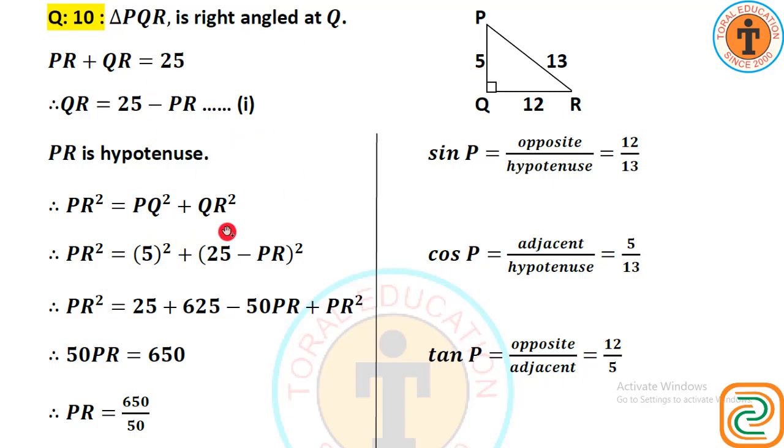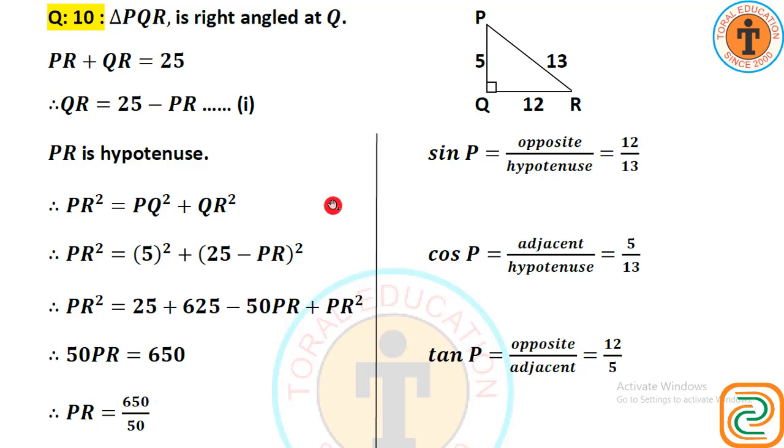This is a tricky question and you should do it again and again in your notebook. Sin P equals opposite upon hypotenuse. The opposite side of P is QR upon hypotenuse 13, that is 12 upon 13. Cos P, adjacent upon hypotenuse, 5 upon 13. And tan P, opposite upon adjacent, that is 12 upon 5. If you get all the sides, then it is easy to do.